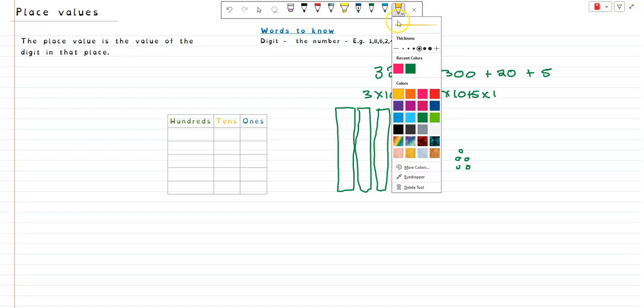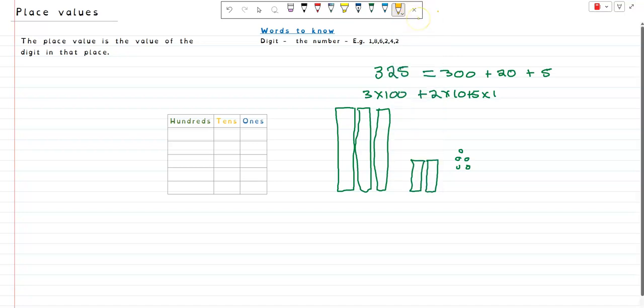So if we look at this number, we have 325. We always start at the ones, and if a number is written down like this, it is quite easy to write that down into a table format. How many ones do we have? We have 5 ones. How many tens do we have? Tens is normally the next number. We have 2 tens. And how many hundreds do we have? We have 3 hundreds. Okay, do you see that it's quite easy to write this down?